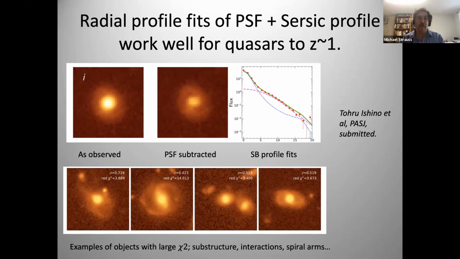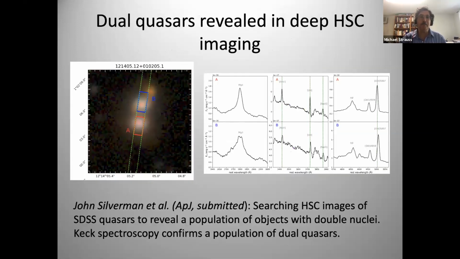And one of the things that this reminds us is that with the images you can do more than fit Sersic profiles. You can see substructure, companions, spiral arms, all kinds of wonderful things. And you can see the objects in this slide have redshifts that range from 0.4 to 0.7.